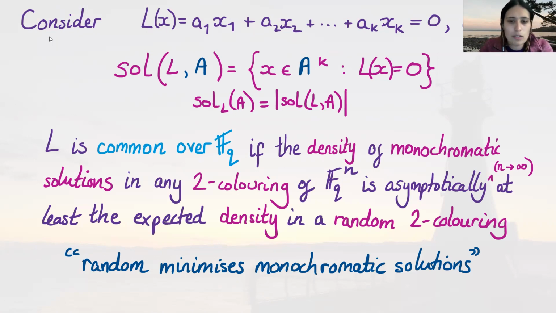And we say in a two coloring of F_q^n as n tends to infinity. So it might be the case that you have these very small second order terms, but asymptotically, the main order term is going to always be the expected density in a random two coloring. So how should you think of this? Well, just imagine your F_q^n, and imagine the red solutions and the blue solutions, and you say, okay, my system's common if the number of monochromatic solutions here is at least what you expect when you color these things randomly.